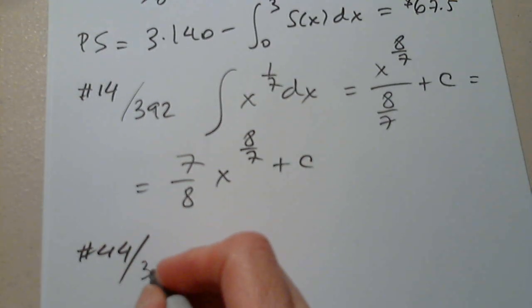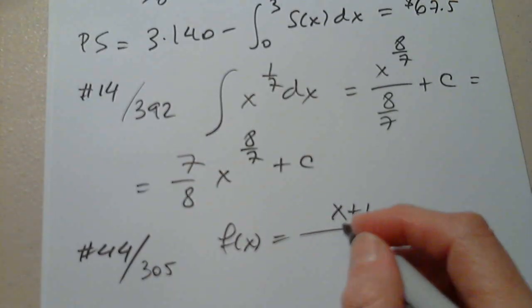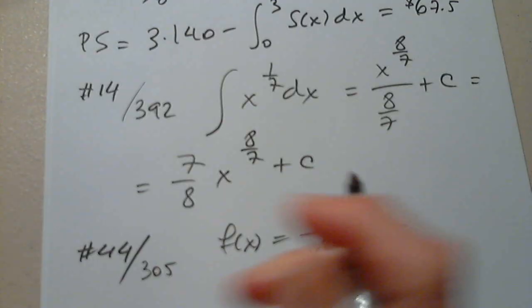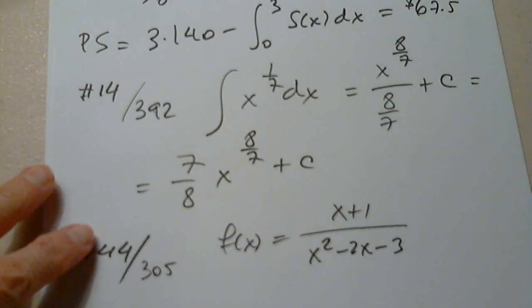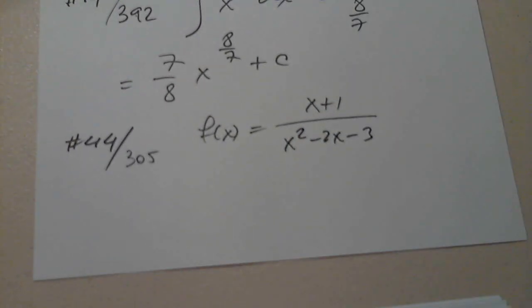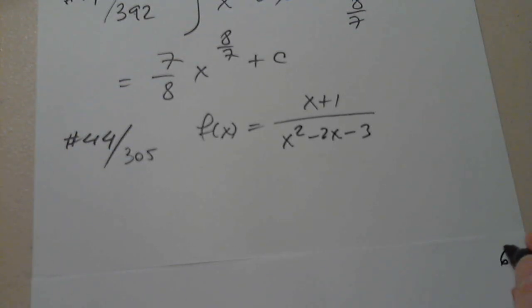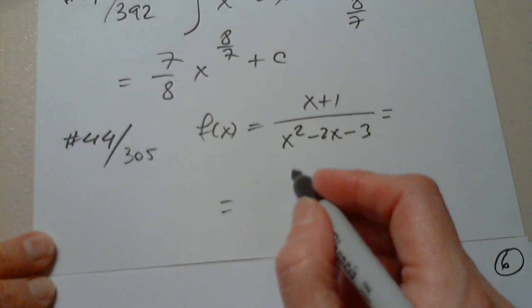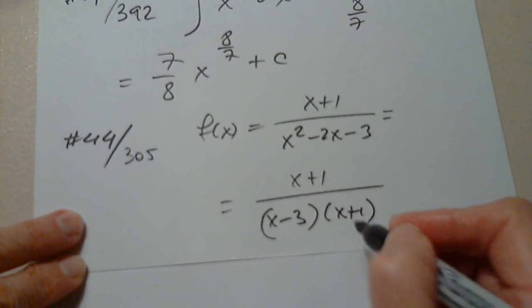So 44 on page 305. And that is f of x equals x plus 1 divided by x squared minus 2x minus 3. Okay. So they want the whole thing exactly as we did with that x e to negative 3x, which was quite interesting. So for rational functions, especially for this one, I always start with a domain. It's a must. In this case, the denominator is factorable, so I will factor it immediately into x minus 3 and x plus 1.